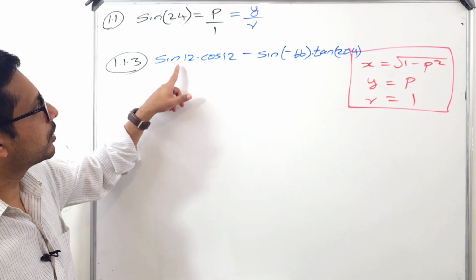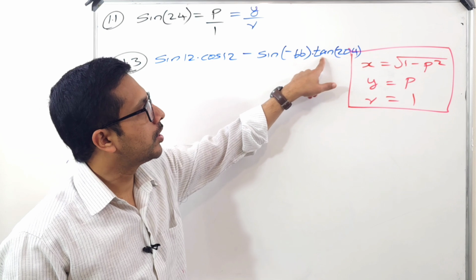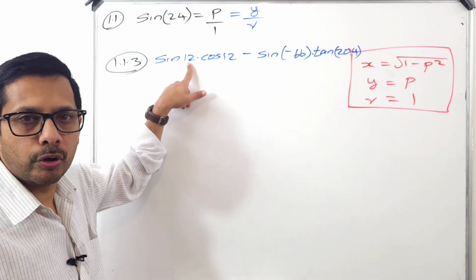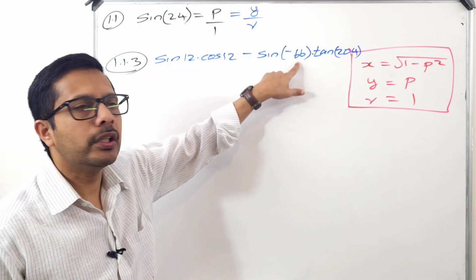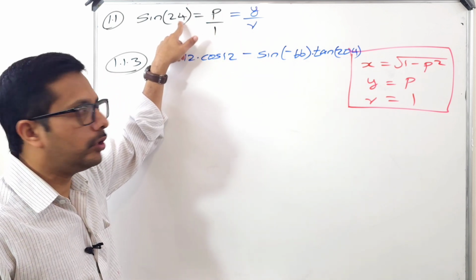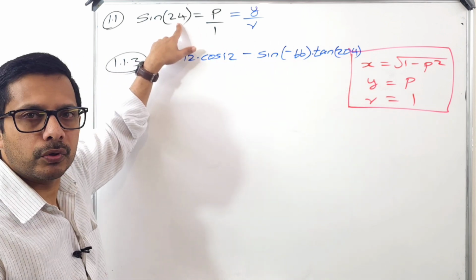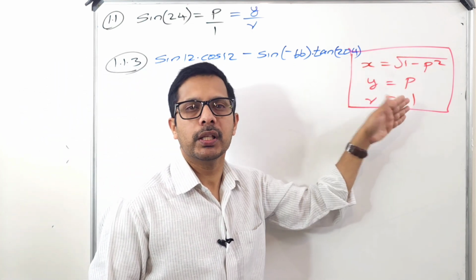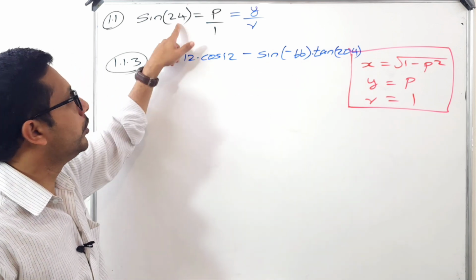Okay. So now look at this one. Sine 12 cos 12 minus sine minus 66 times tan of 204. Do you know anything about angle 12? No, we know only based on angle 24. Do you know anything about minus 66? No, we know only based on 24. Do you know anything about 204? No, we know only based on 24. So first, if you want to write the answer in terms of p, then first of all we have to convert all of these angles in terms of 24.